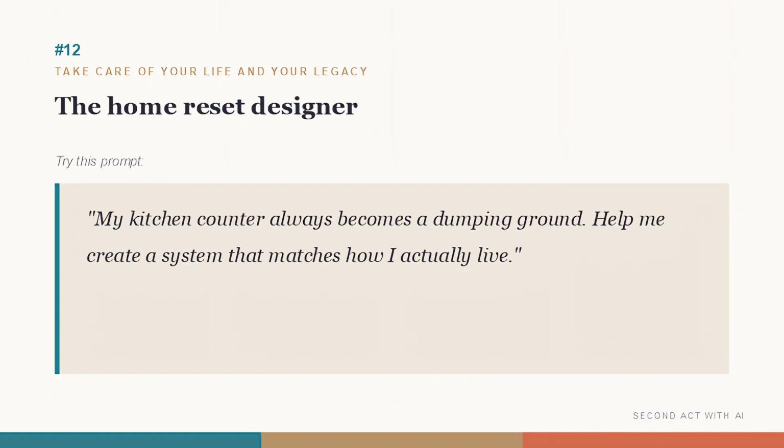So I want you to tell AI, "My kitchen counter always becomes a dumping ground. Help me create a system that matches how I actually live." Now, see the difference in that? It's not going to tell you to buy bins. Instead, it's looking at your habits and building a system around them.